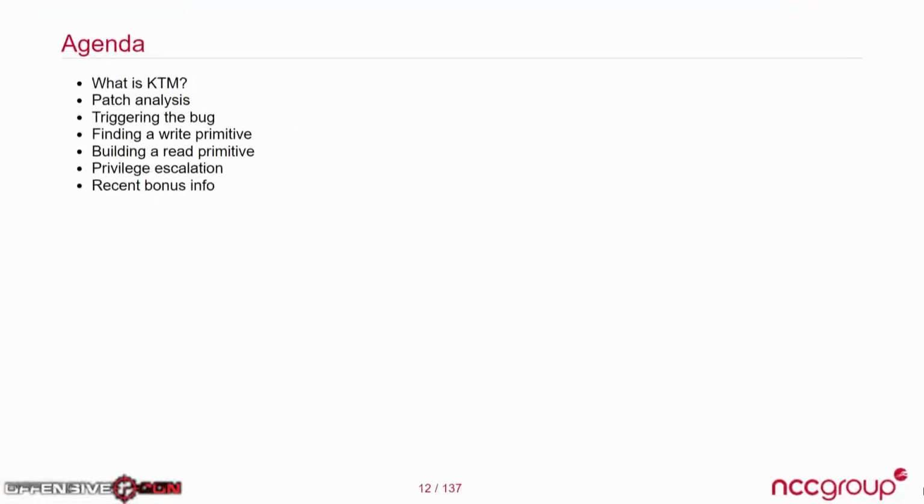So we're going to go over KTM, see a little bit of internals to understand the patch, how we triggered the bug, how we managed to get an arbitrary read-write primitive, and how we escalated privileges.